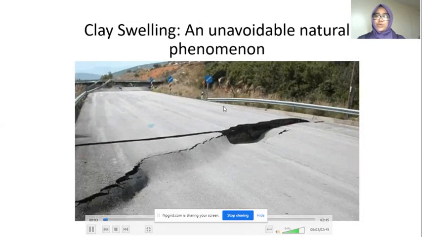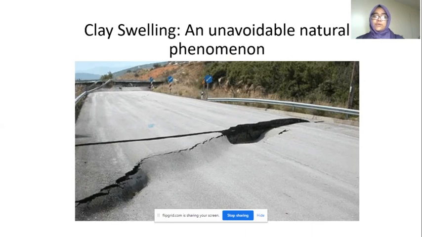Imagine you are driving on this road and you see this crack, and now you have to make a 5-mile detour to avoid this crack. If you're driving in the Midwest of the US, the crack is due to clay swelling because the Midwest has a lot of clay deposits in the sublayer of the soil.